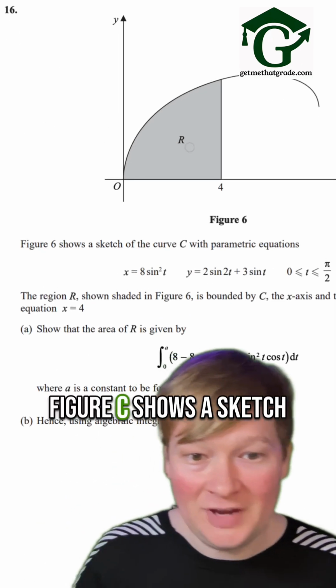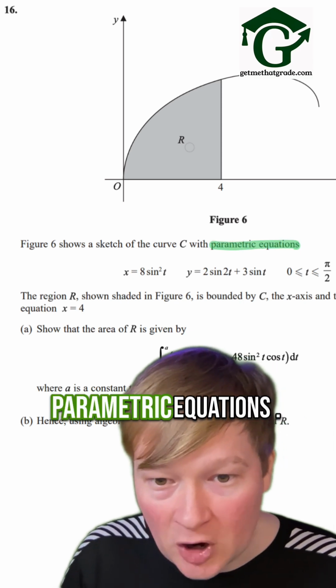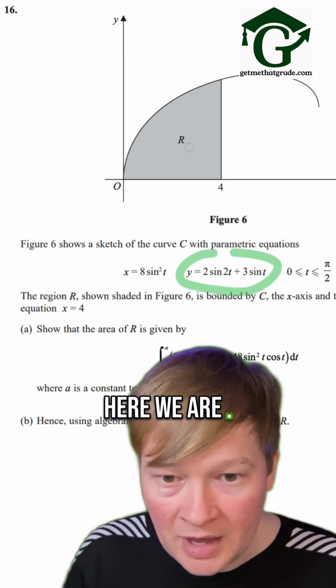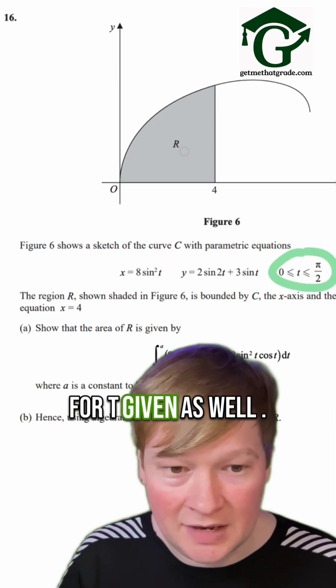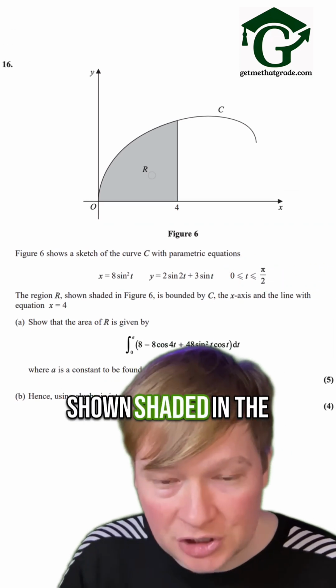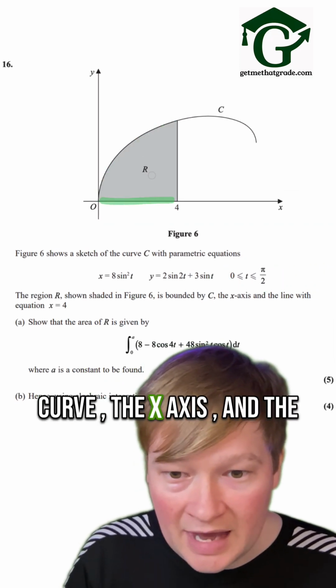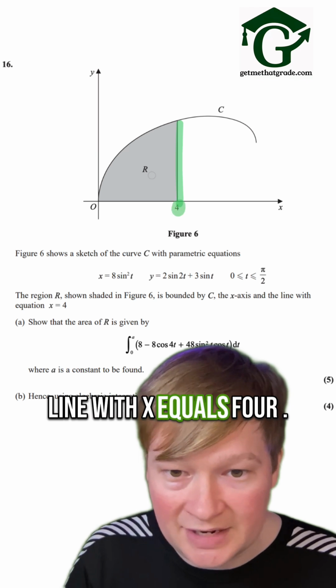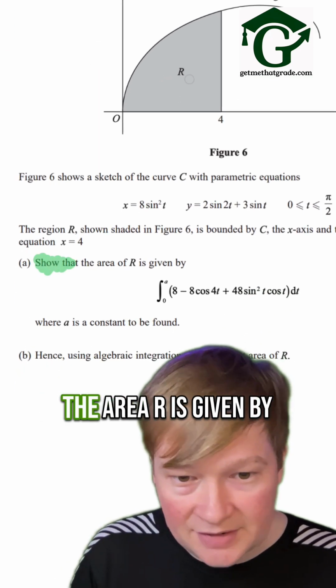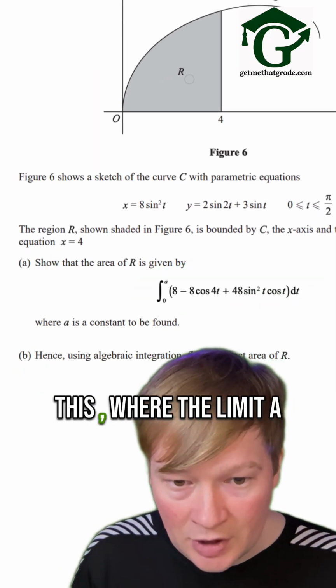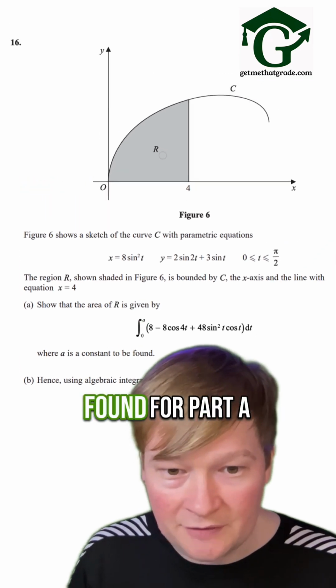Let's read it through. Figure C shows a sketch of the curve C with these parametric equations. Here we are, and we have the domain for t given as well. It says the region R shown shaded in the figure is bounded by the curve, the x-axis, and the line with equation x equals 4. We're asked to show that the area R is given by this, where the limit a here is a constant to be found for part A.